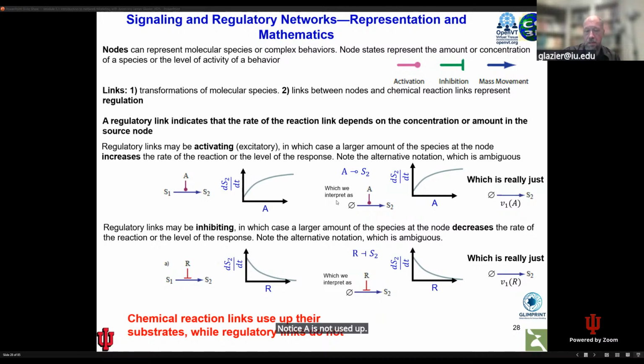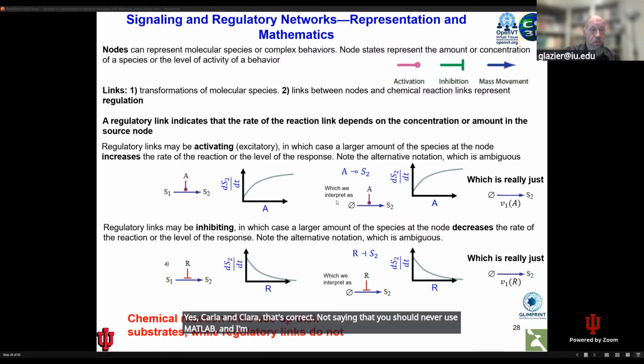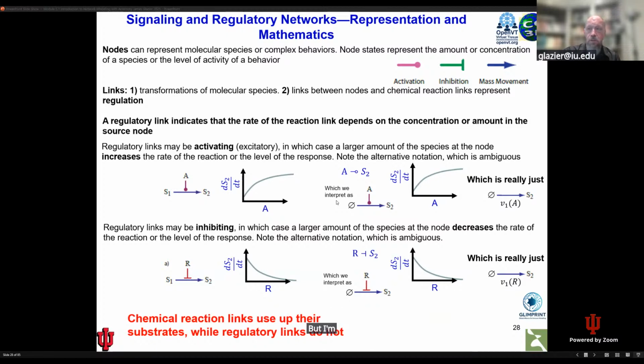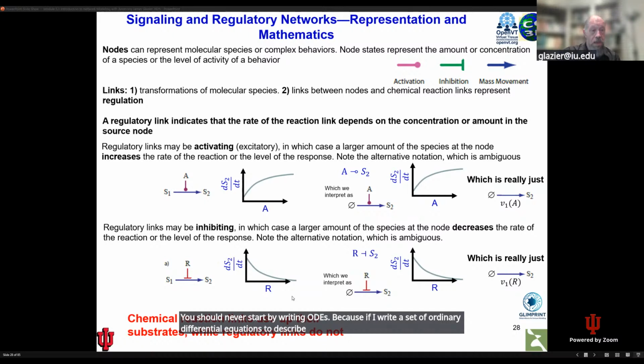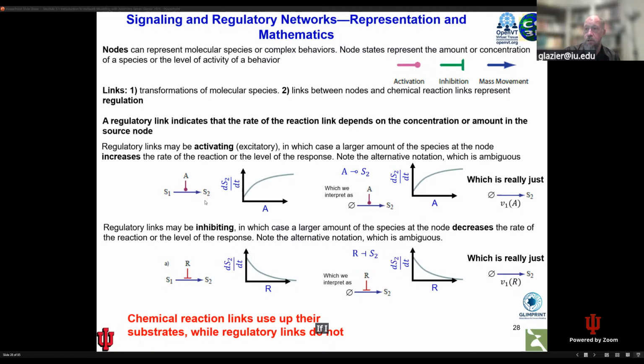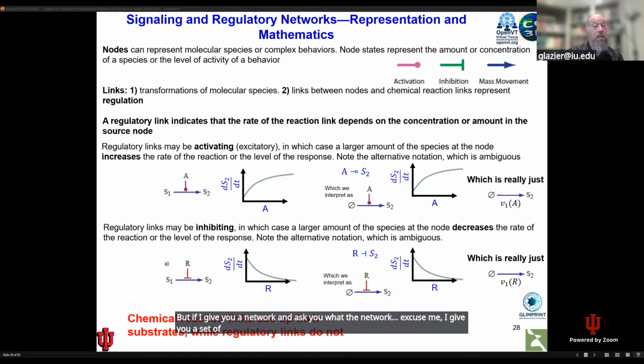Yes, Carla and Clara, that's correct. Not saying that you should never use MATLAB, and I'm not saying you should never use ODEs. What I'm saying is that when you are thinking about a network, you should never start by writing ODEs. Because if I write a set of ordinary differential equations to describe a network, I cannot infer what the network was. If I draw the network and label it properly, I can derive the ODEs from that. But if I give you a set of ODEs and ask you what the network was that generated the ODEs, you can't.